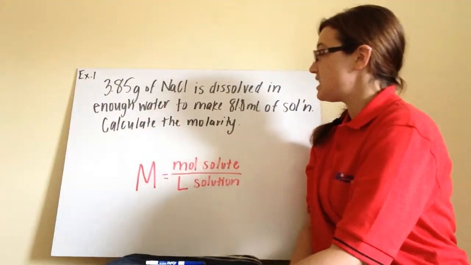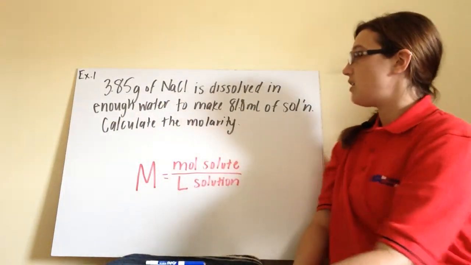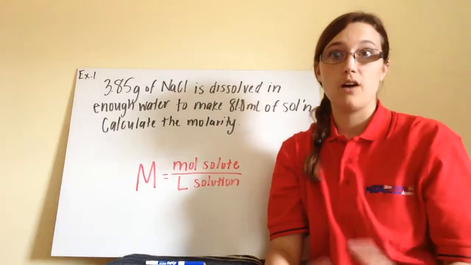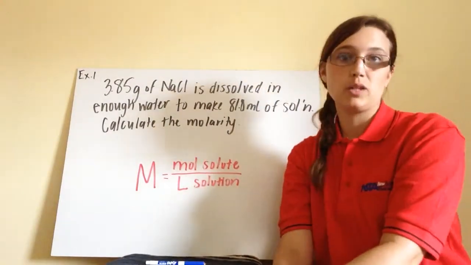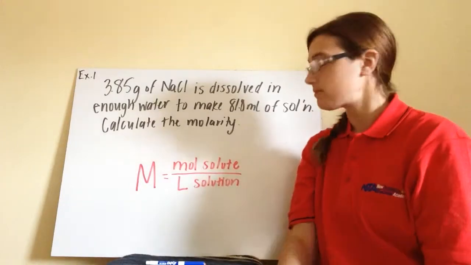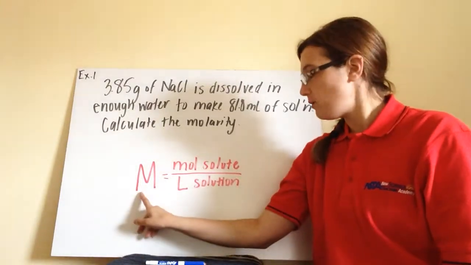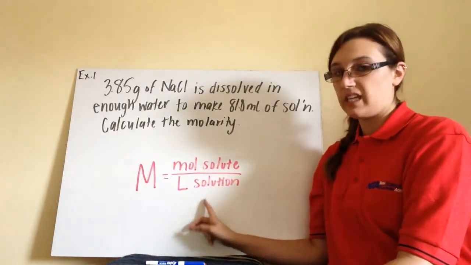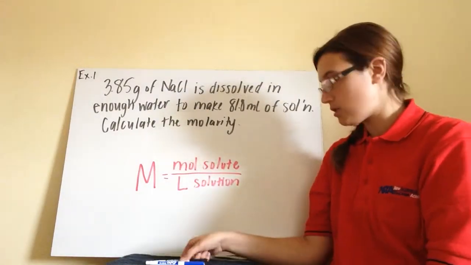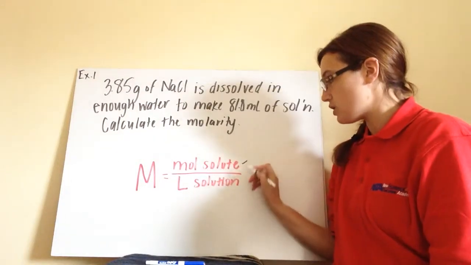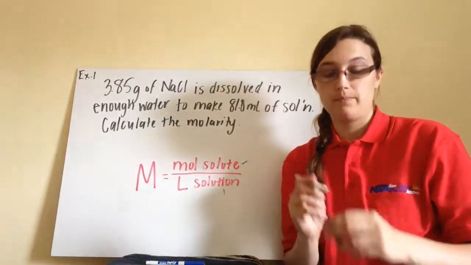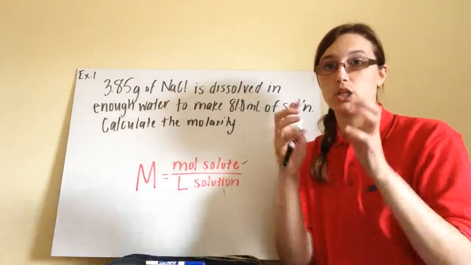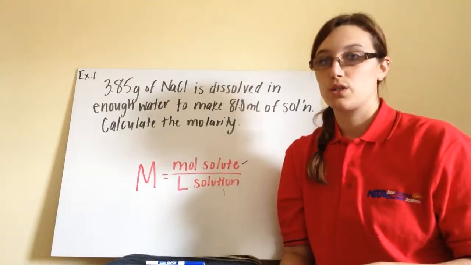So with this, it says 3.85 grams of NaCl is dissolved in enough water to make 81.0 milliliters of solution. Calculate the molarity, or the concentration. So if you remember, molarity, which is represented by a big M, equals moles of solute over liters of solution. Now it's important to recognize this terminology, solute and solution. So moles of solute is moles of what you're dissolving, liters of solution is your overall solution.